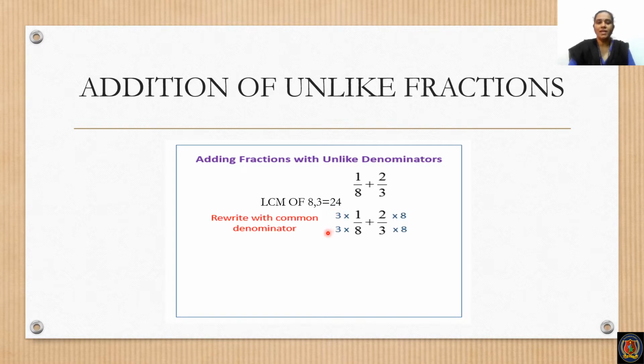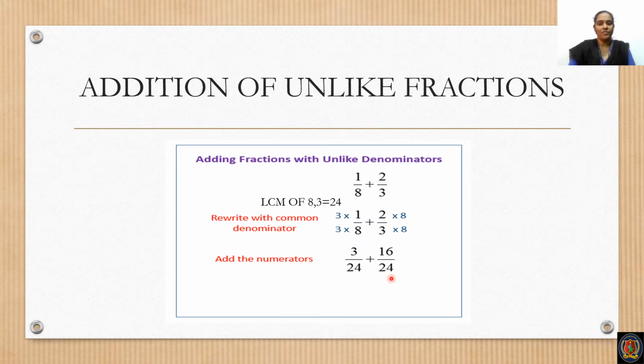So when we rewrite with the common denominator, for 1 by 8, we multiply numerator and denominator by 3, and for 2 by 3, we multiply numerator and denominator by 8. We get the common denominator 24. We get 3 by 24 plus 16 by 24. Now the denominators are same, isn't it? So we can add them.